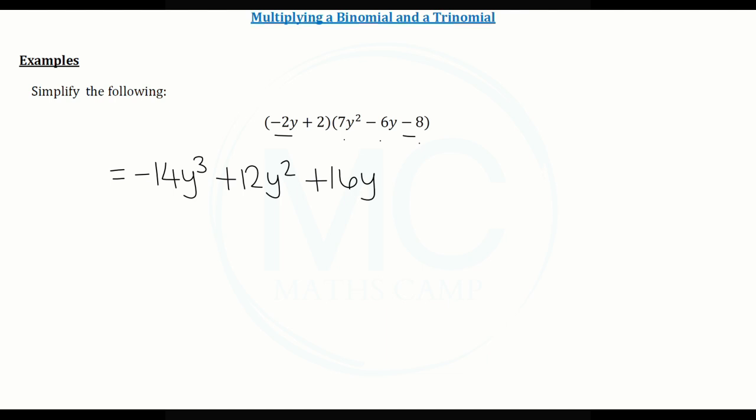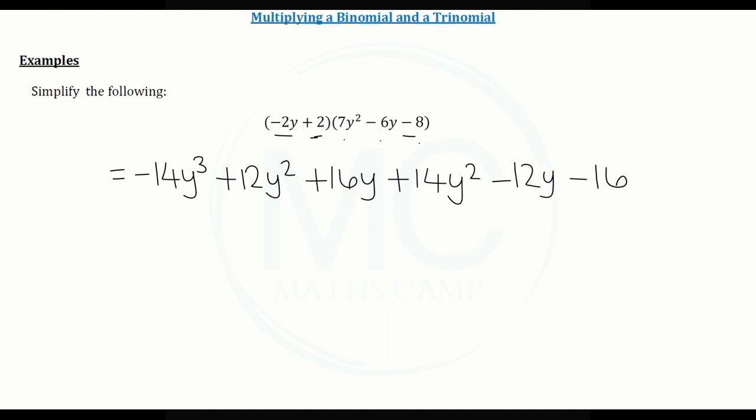Now we can multiply the second term, which is 2, by each term in the trinomial. 2 multiplied by 7y squared gives us positive 14y squared. 2 multiplied by negative 6y gives us negative 12y. And 2 multiplied by negative 8 gives us negative 16.